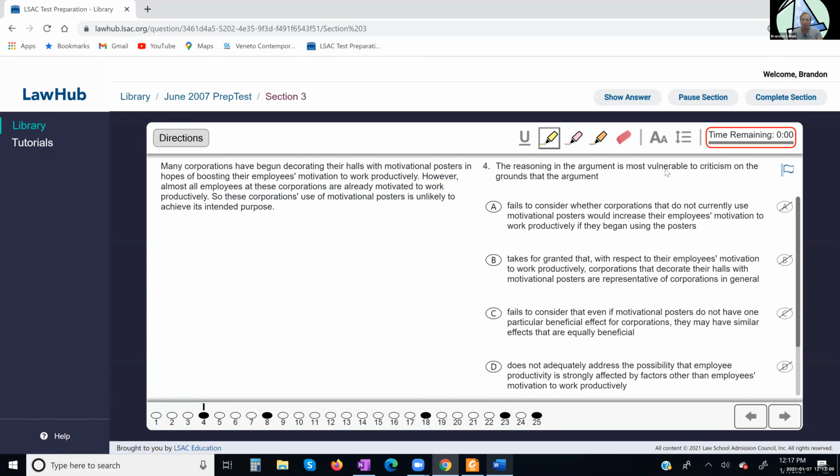So vulnerable to criticism. So this one, the conclusion is that corporations' use of motivational posters is unlikely to achieve its purpose. Now, when you see achieve its purpose, you have to be able to tie that reference in, this is that negative reference idea. So we got to know why they're doing it. The hope is, that's their purpose, to boost their employees' motivation to work productively. And they're saying it's not going to happen. It's unlikely to happen. And why do they say?